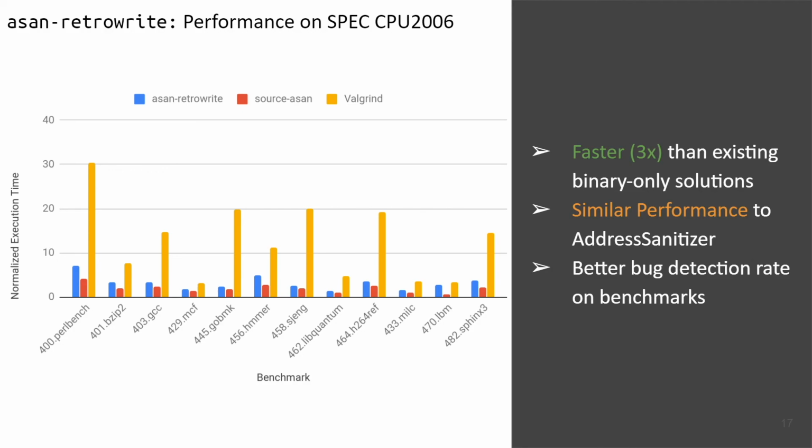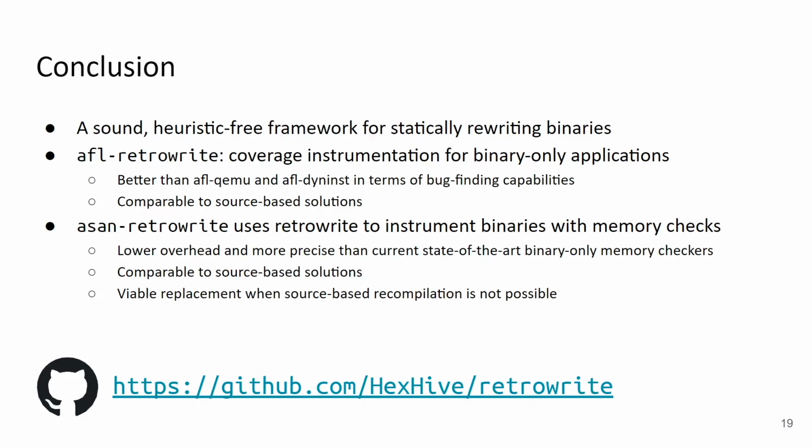To conclude, we developed retrowrite, a sound, heuristic-free framework for rewriting position-independent code. We developed two passes in retrowrite, afl-retrowrite for coverage-guided fuzzing and asan-retrowrite, a binary memory checker. Through our evaluation, we show that afl-retrowrite and asan-retrowrite are viable alternatives to their source-based counterparts when source code is unavailable or recompilation is simply not possible.